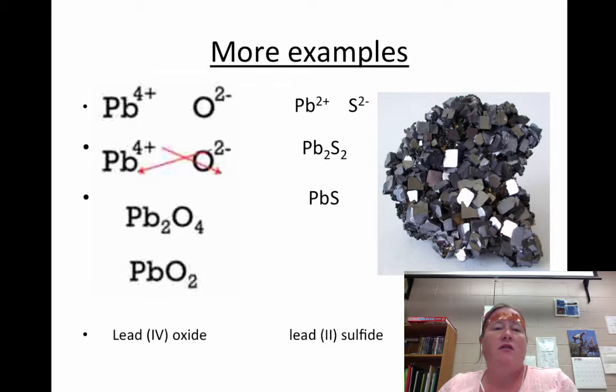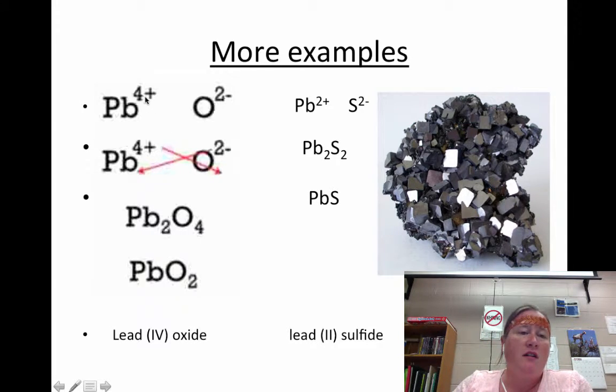As I was just talking about, there are times when we use the crossover rule in which we need to simplify. So if you look here, lead with a +4, which is lead(IV), and oxide with a -2 charge, if we use the crossover rule, the 2 comes down in front of the lead as a subscript and the 4 comes here. Since they're both divisible by each other, in ionic compounds we have to simplify to the simplest form. So lead(IV) oxide becomes PbO2.